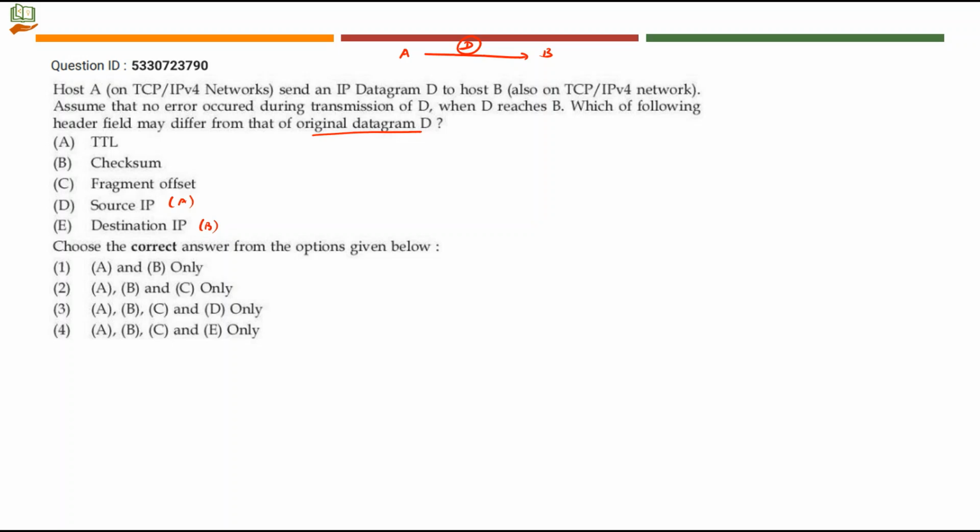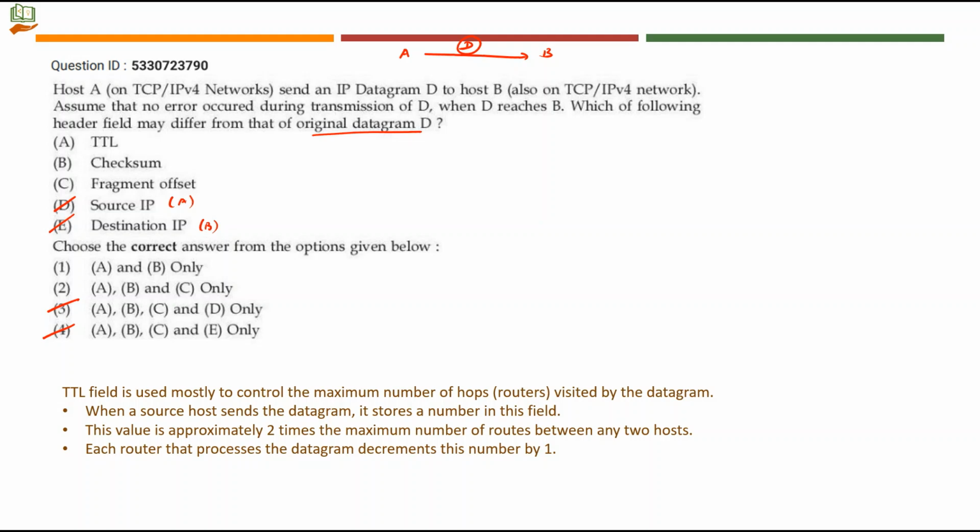So definitely D and E can never be different from the original datagram. So these two fields will stay as they are, because we have to know who sent the datagram and we have to know for whom the datagram is. So this will not change. Any options that involve D and E can be ruled out. Now the question is whether A and B are alone there or even C is there. So let's check the options individually.